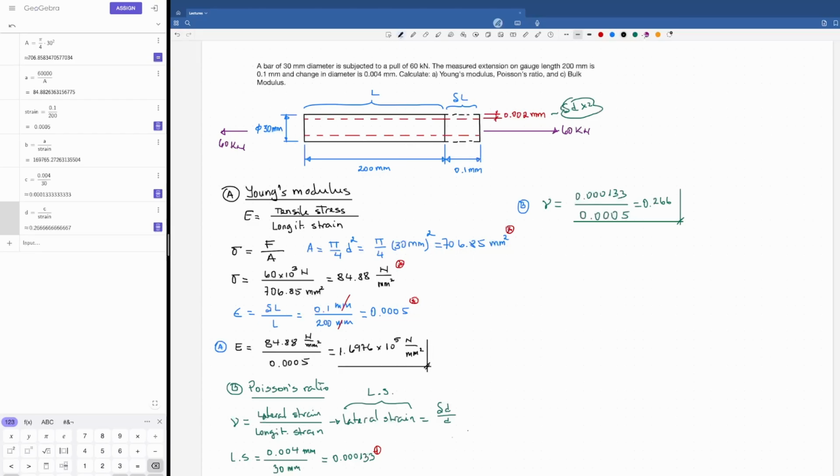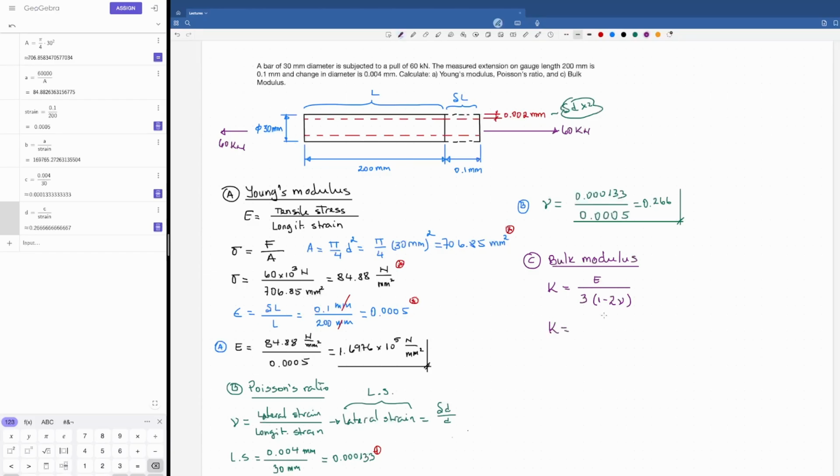Now part C, with another color, is bulk modulus. Here it is. And we know that the definition for bulk modulus is one that combines the Poisson's ratio and Young modulus together, and the definition is given like K is equal to this simple formula: E divided by 3 times 1 minus 2 Poisson's ratio, and that is it. So we have Young modulus because it's calculated here. We have Poisson's ratio because it is calculated here. So the rest of the problem is just substituting those values.